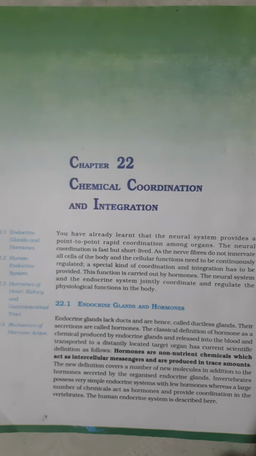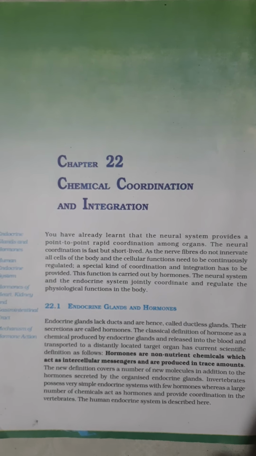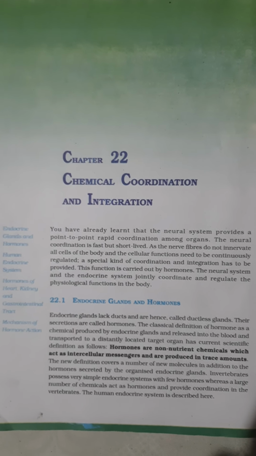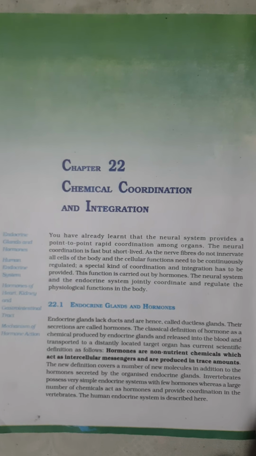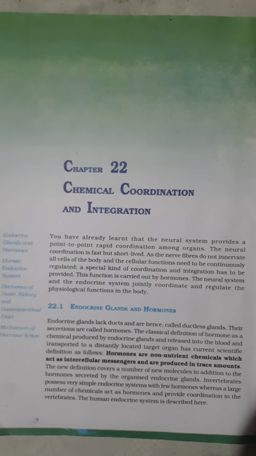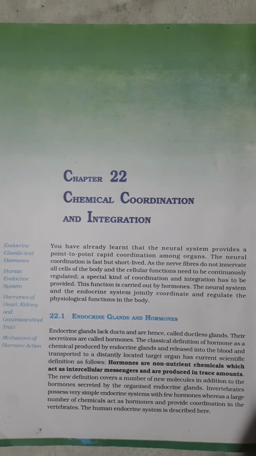Hello students. In this lecture video, I'll be discussing endocrine glands and hormones as discussed in chapter 22, chemical coordination and integration. First of all, let us understand that there is coordination between the chemical as well as the neurological part of our brain together, which conducts all the functions in our life.